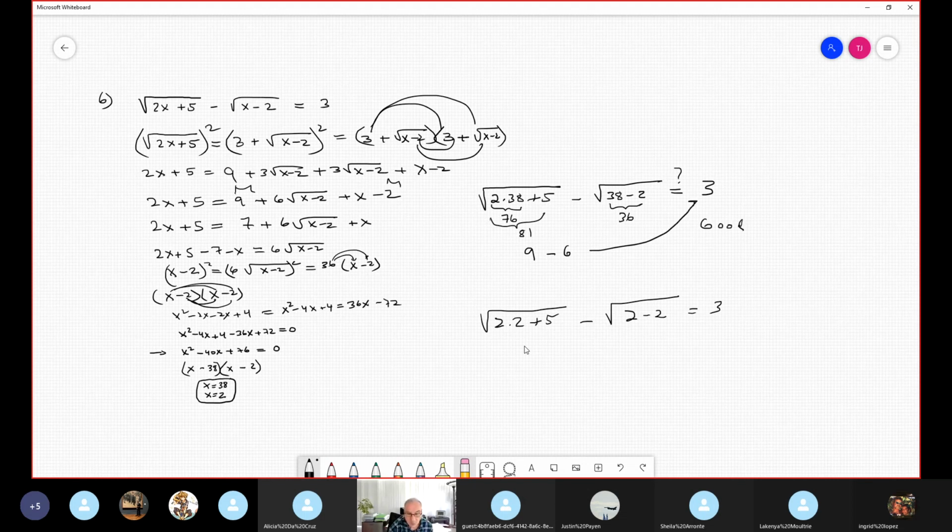Let me see the second one. The second one is 2 times 2 is 4. And 4 plus 5 is 9. And the square root of 9 is 3. Minus, 2 minus 2 is 0. And 3 minus 0 is 3. Both are good.